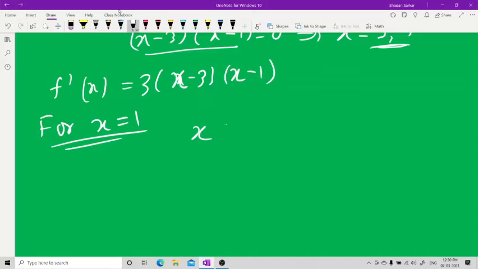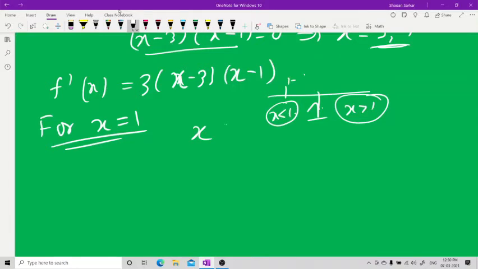less than 1, this is my 1, this is the greater than 1 side. For x greater than 1, this is the area. This is the area for x less than 1. This is 1 minus delta, and this is 1 plus delta.